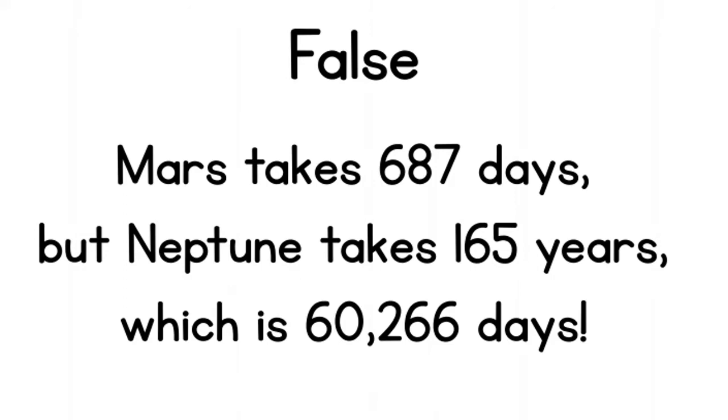If you look carefully at the table, you will see that Mars takes 687 days, but Neptune takes 165 years, which is 60,266 days. Wow!